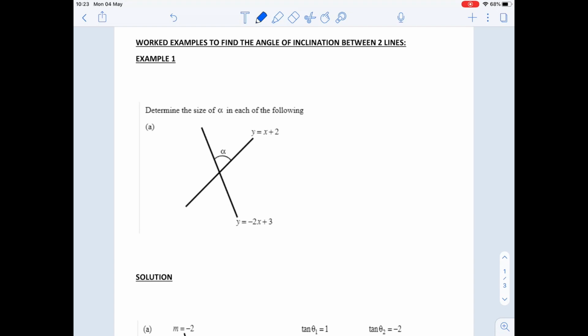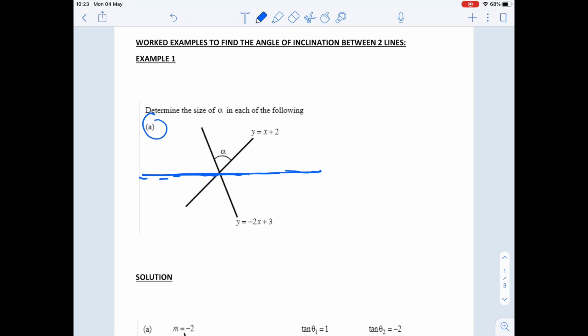Good morning, grade 11s. So we are going to do some examples here to find the angle of inclination between two lines. So in this first example here, we've got to find the size of alpha, which is sitting between two straight lines. So now we know that the angle of inclination is always from the horizontal going around. We need to draw ourselves a horizontal line there.